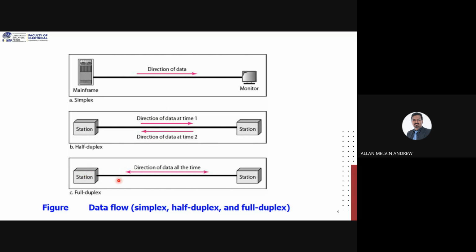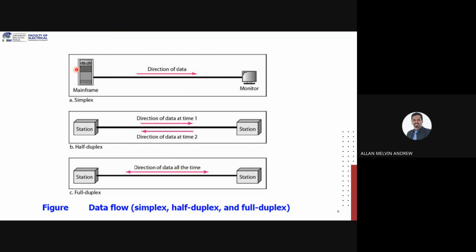And we have a full duplex. So full duplex, like how you are using your WhatsApp call. Okay, so you are here in station A, and the person that you are talking to is in station B, so you can talk both ways. Okay, so how can you understand this?